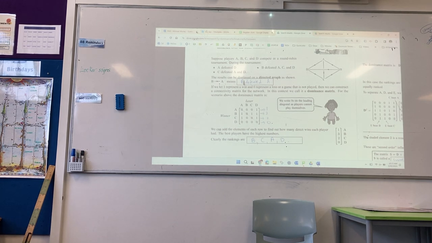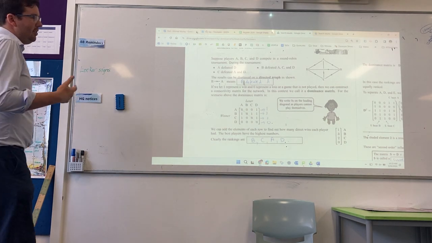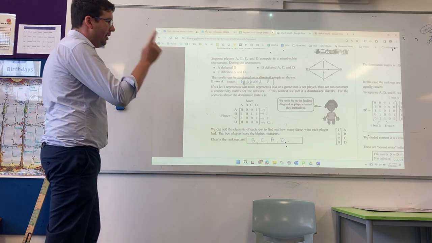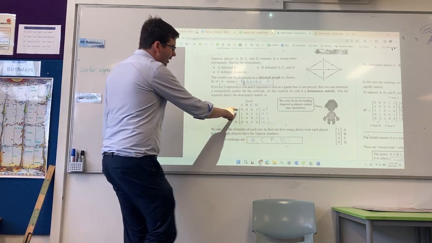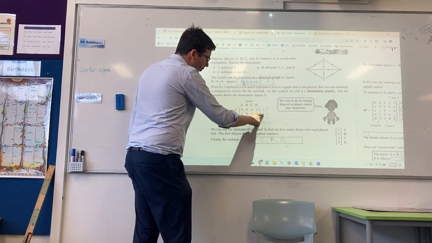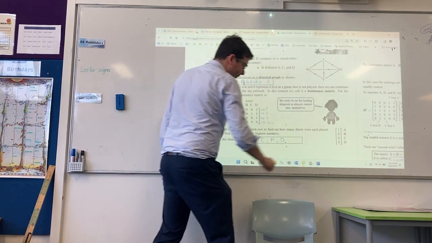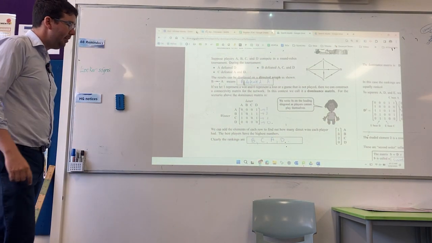Add the elements of each row to find out how many direct wins each player had. The best players have the highest numbers. So we add these up. The sums are 1, 3, 2, 0. Here's our column matrix over here.